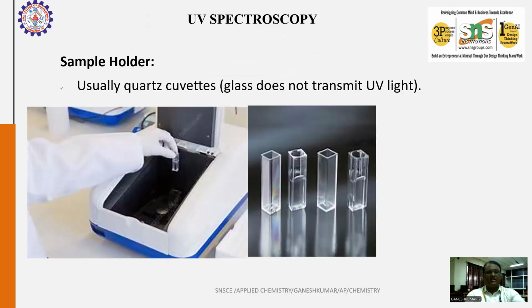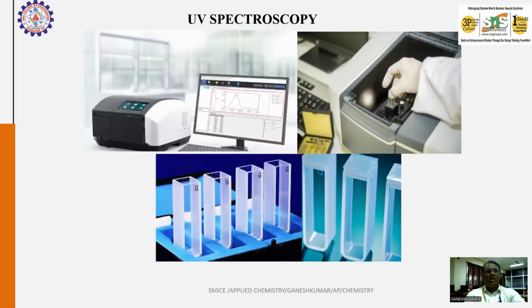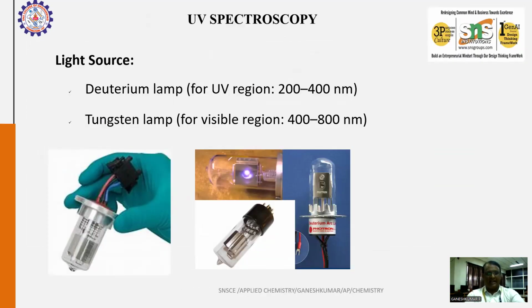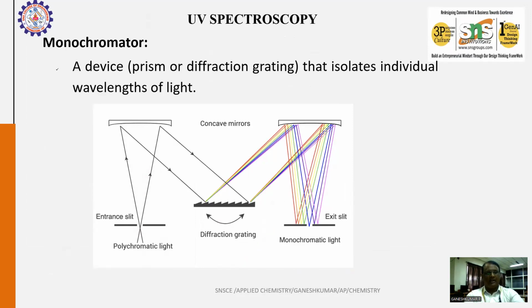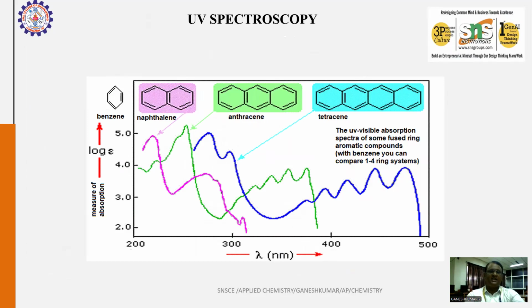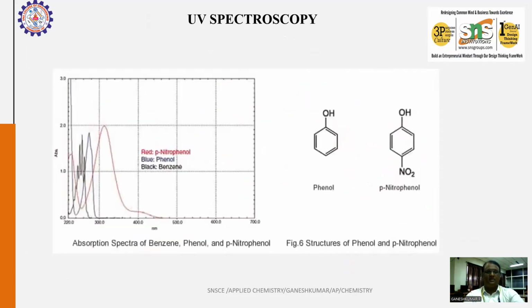So in this session, we discussed the instrumentation of ultraviolet spectroscopy, that is, the light source, monochromatic radiation, sample holders, detectors, and how the results are analyzed with the output values.